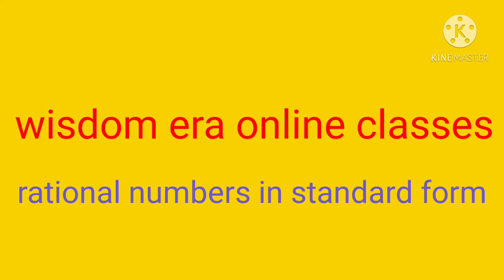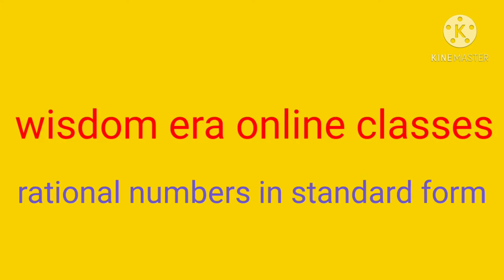Today in class we are discussing rational numbers in a standard form. What is a rational number in a standard form? If the denominator of a rational number is a positive integer and 1 is the only common factor between the numerator and the denominator, and further, the negative sign occurs only in the numerator, then we consider that rational number to be in a standard form.